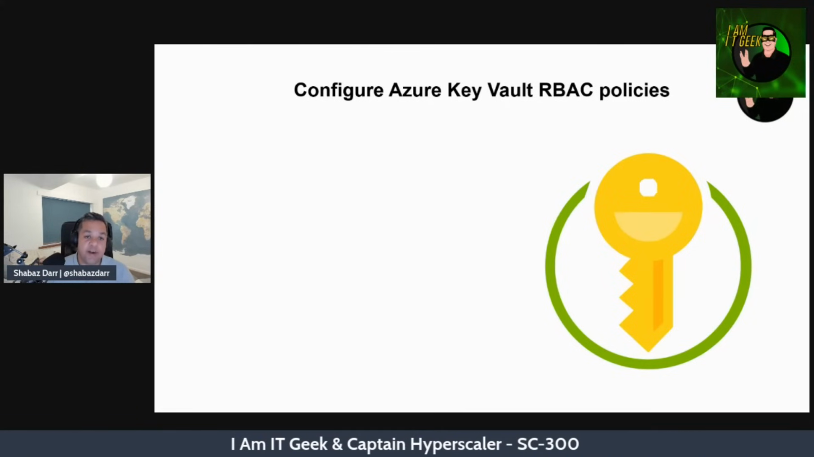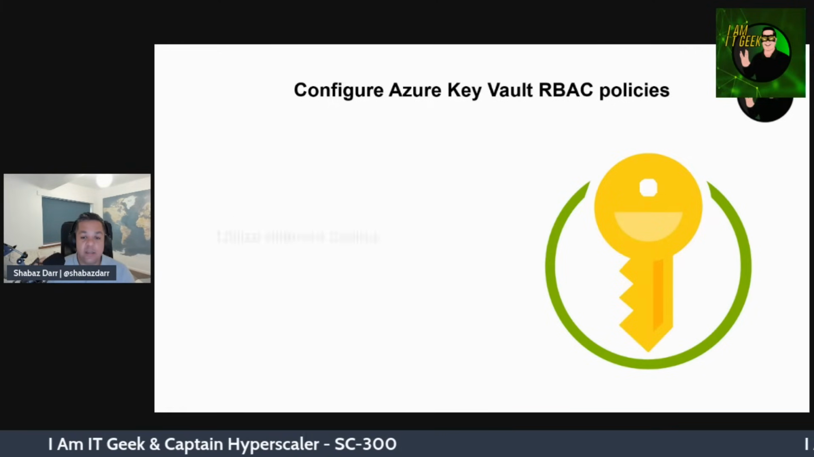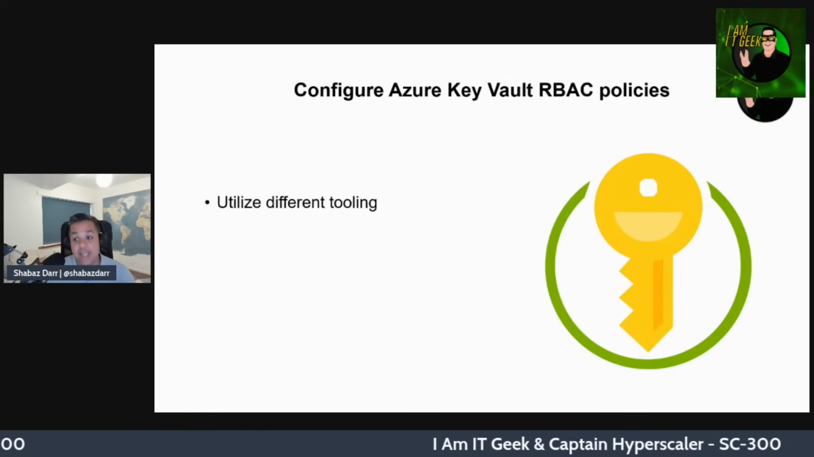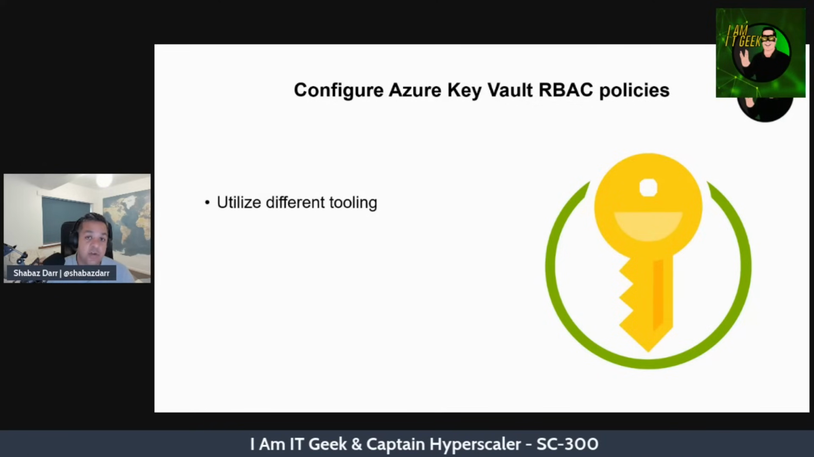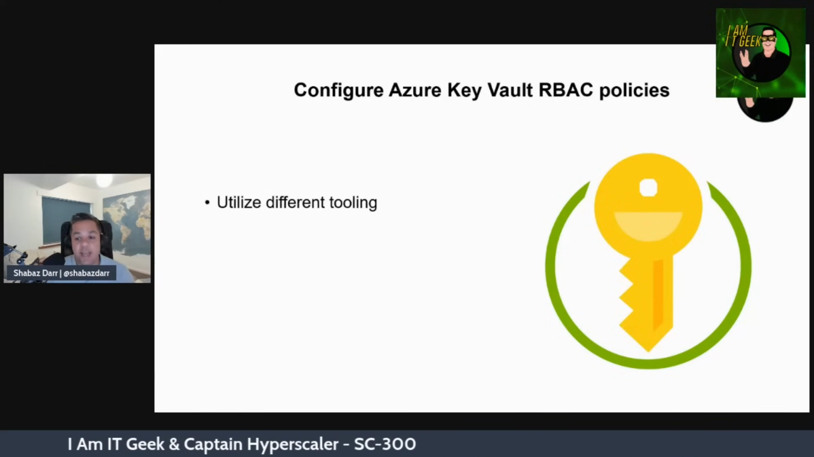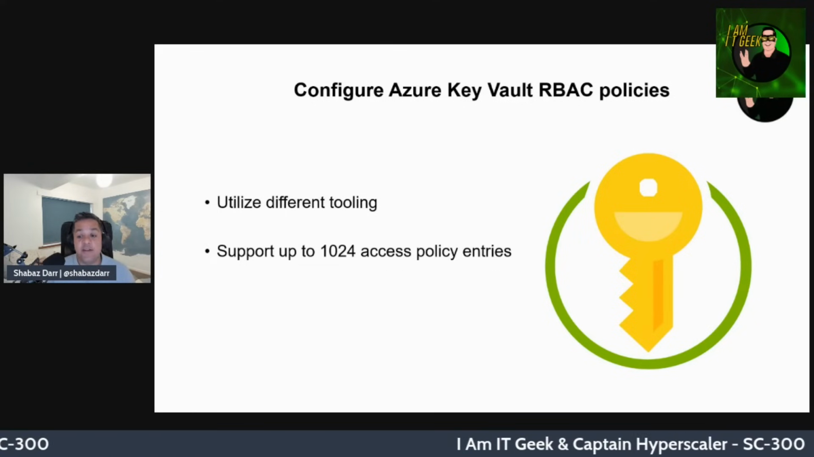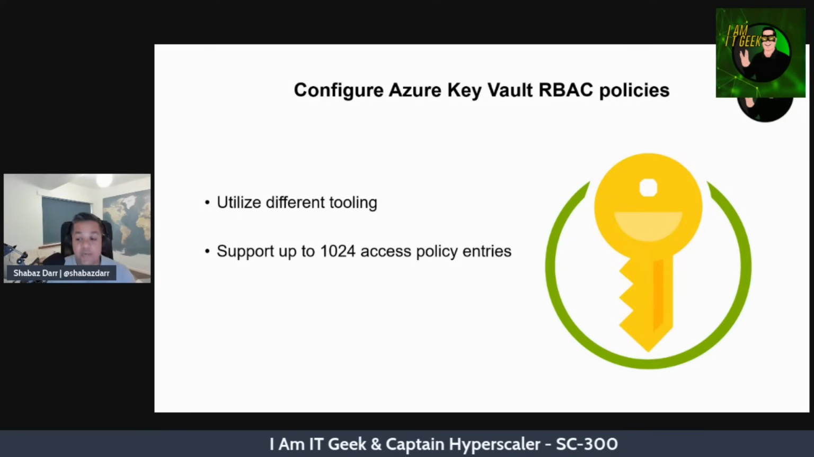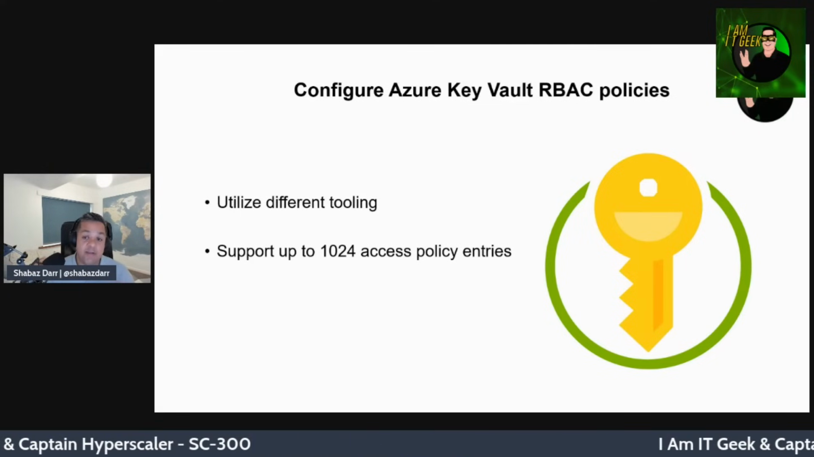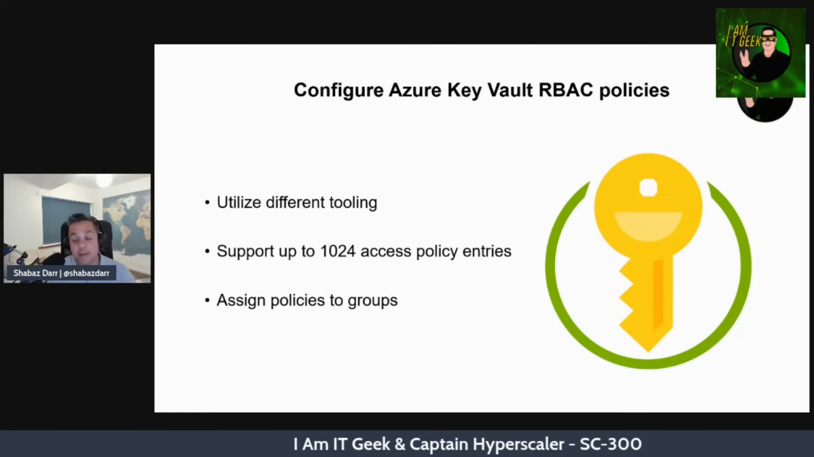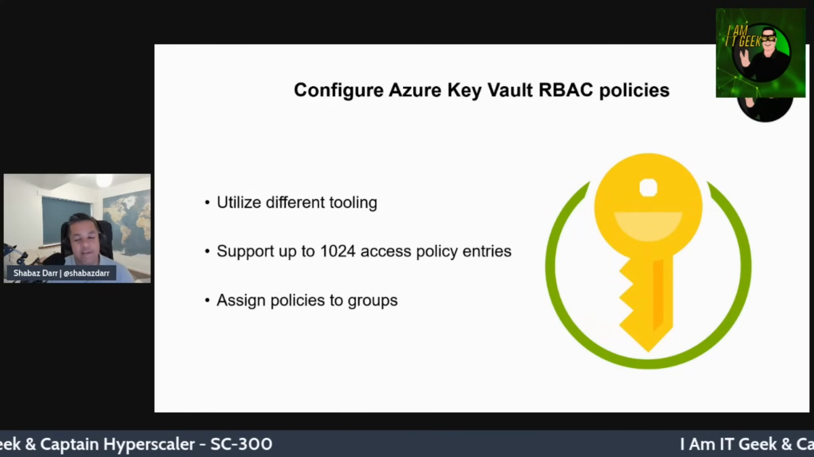Carrying on with configuring RBAC policies, you can assign access policies using the Azure portal, Azure CLI, or even PowerShell. Again, it's different tooling, depending on your requirements, if it's GUI or command line. Key Vault supports up to 1024 access policy entries, with each entry granting a distinct set of permissions to a particular security principal. So it's quite a few access policy entries. And finally, what Microsoft recommend is assigning access policies to groups of users where possible, rather than individual users.